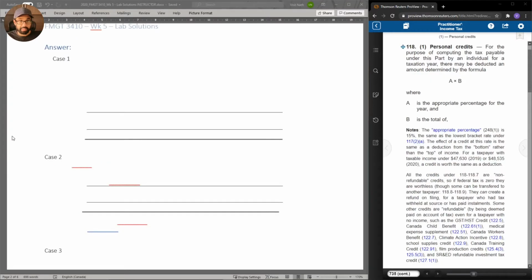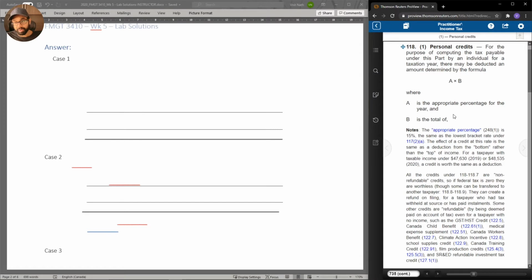Now you may have noticed this entire time I've had open on the right side of the screen section 118 subsection 1, personal credits. And that's to remind us where we can find tax credits or where they begin in the Income Tax Act. They are in Part 1, Division E of the Tax Act. Section 118, subsection 1, personal credits, starts off by saying A times B, where A is the appropriate percentage for the year, and B, variable B, is the total of, and then it goes on to talk about a few different paragraphs. All of this was covered in a lot of detail in your lecture, and if you haven't seen it, then I would recommend you pause the video and go and watch the rest of your lecture first.